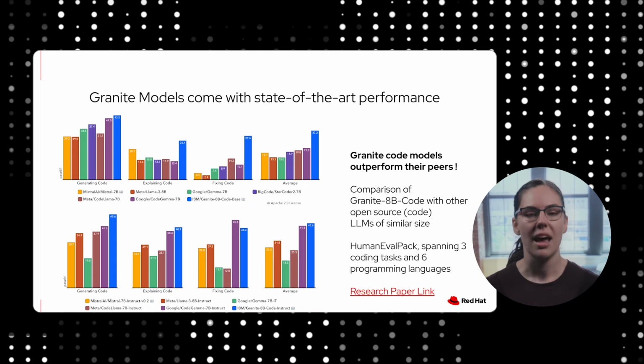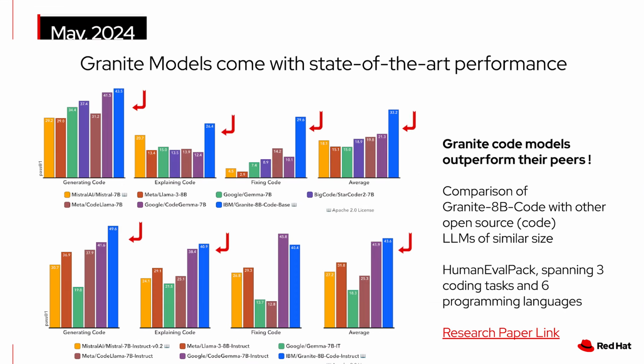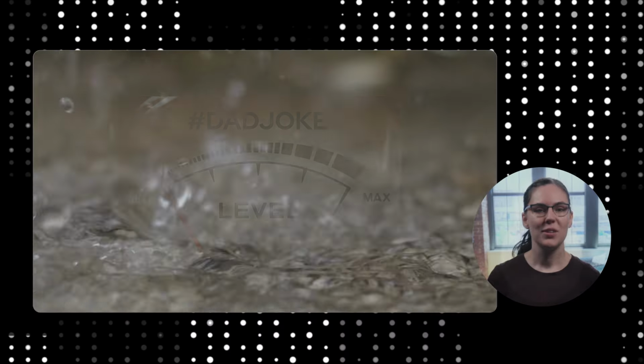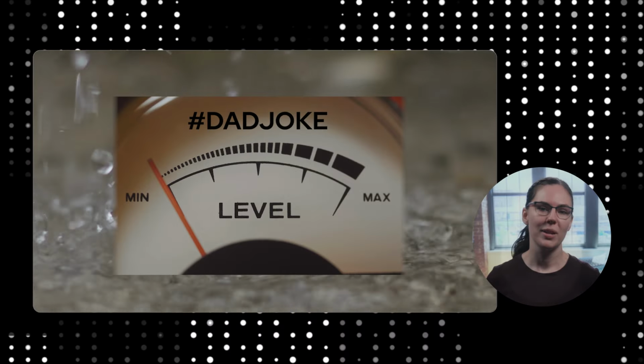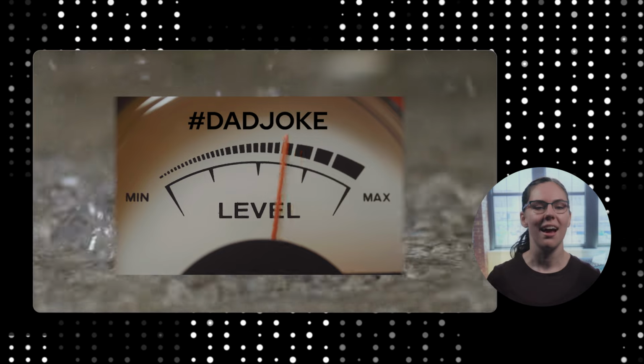And the Granite models have the performance metrics to back them up. Here you see that the Granite 8B code model consistently matches or exceeds the state-of-the-art performance among the open source code LLMs out there today. So let Granite be the umbrella you've been looking for to weather this AI storm.